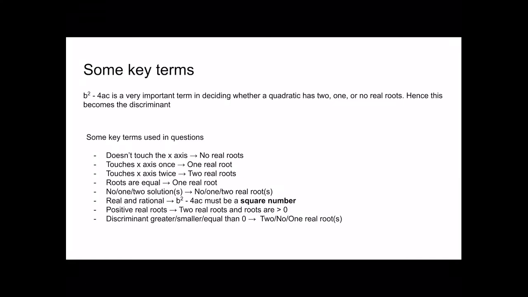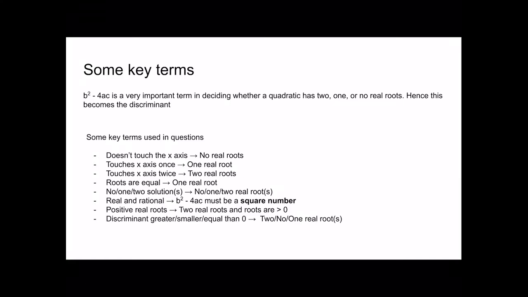Positive real roots means there are two real roots, and both roots are greater than 0. That's pretty self-explanatory. There are also negative real roots, so both roots are negative. And you also have the discriminant being greater than, smaller than, or equal to 0.